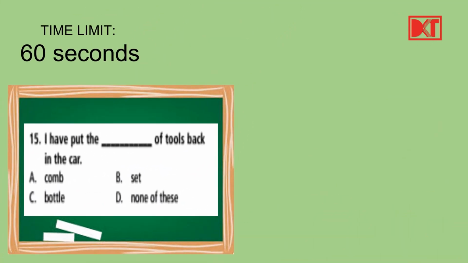I have put the dash of tools back in the car. A. Comb of tools, B. Set of tools, C. Bottle of tools, or D. None of these. Here the correct answer, again simple, easy, is B. Set of tools. Collective noun for tools is set.